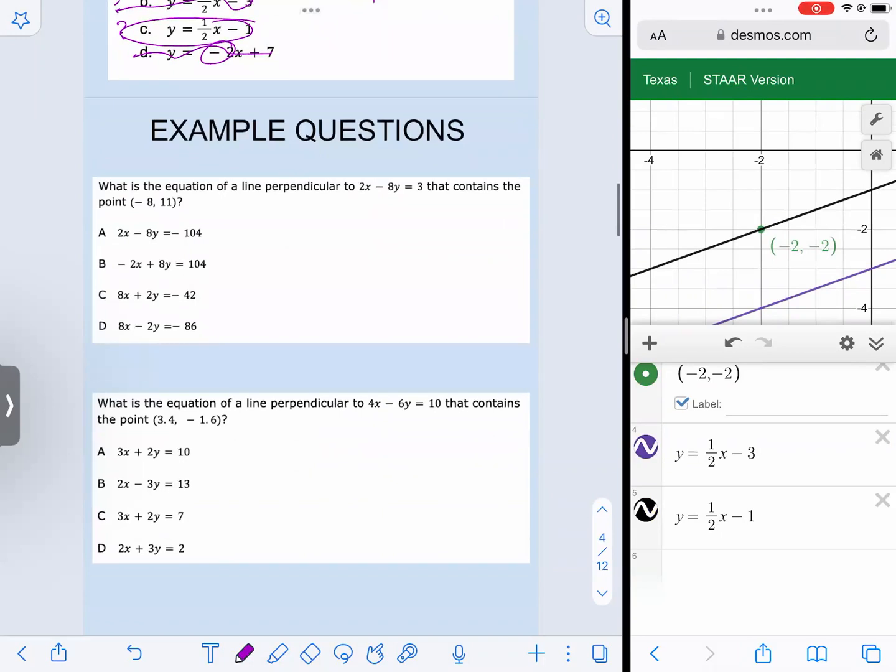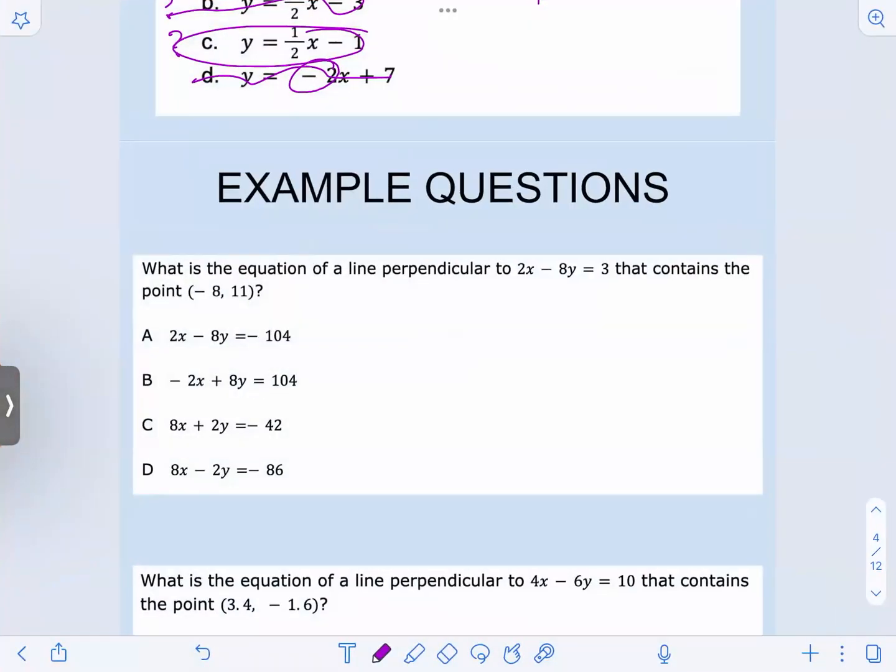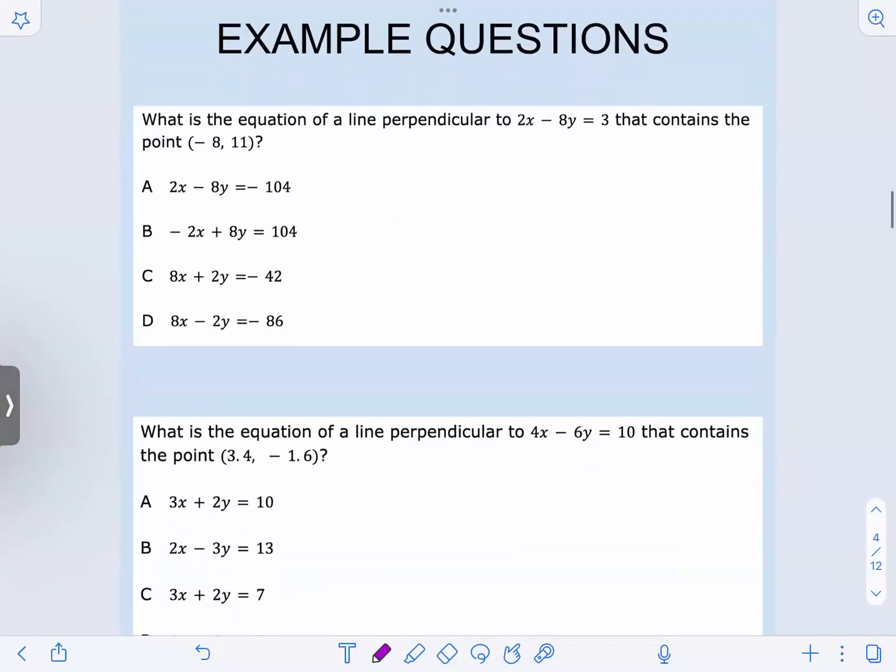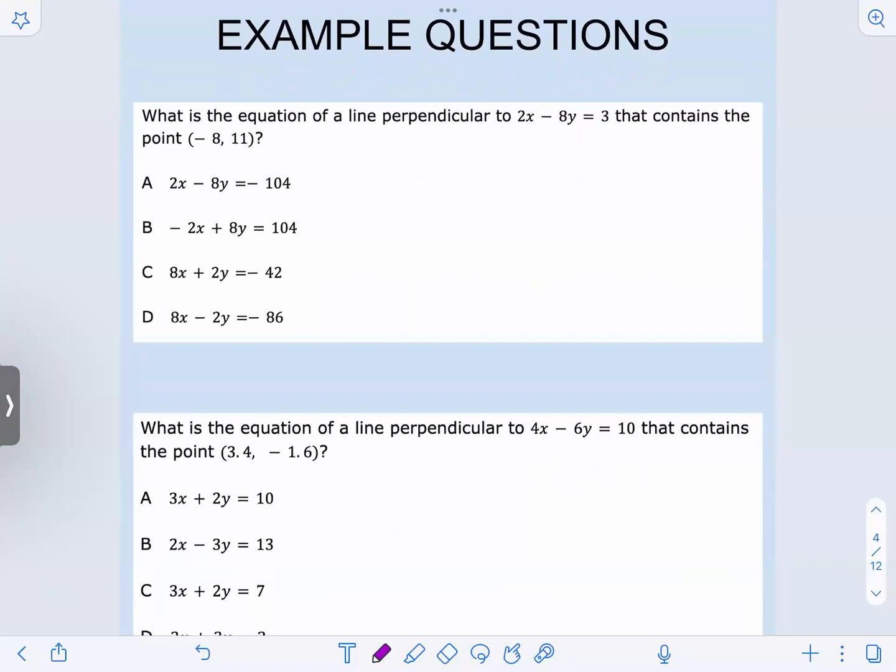Okay, we have 2 more examples here, and we're going to run them through real quickly. Okay, it says, what's the equation of a line perpendicular to 2x minus 8y equals 3? This one, it's not so obvious what the slope is because we're no longer in y equals mx plus b. We're in standard form. That contains the point -8, 11.